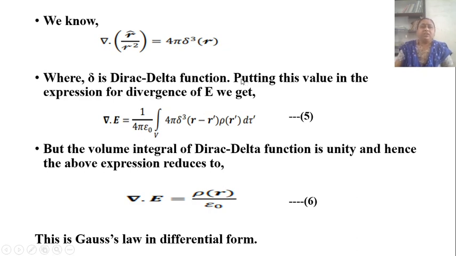Putting this value in the expression for divergence, we get del dot E equal to 1 upon 4 pi epsilon 0 integral over volume V 4 pi delta cube into (r minus R dash) into rho d tau, but the volume integral of the Dirac delta function is unity, and hence the above expression reduces to del dot E equal to rho upon epsilon 0. This is Gauss law in differential form.